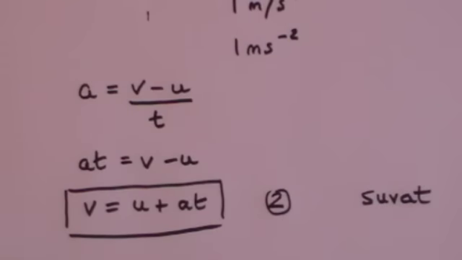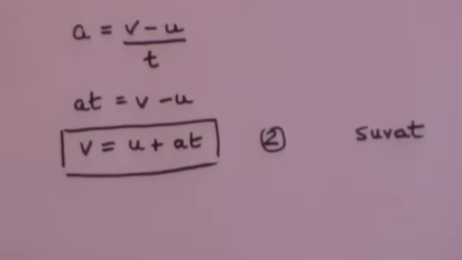And which ones have we got here? Well, we've got v, final speed or final velocity, u, initial speed or velocity, a, acceleration, t, time. The only one we haven't got in this particular formula is s, the distance.